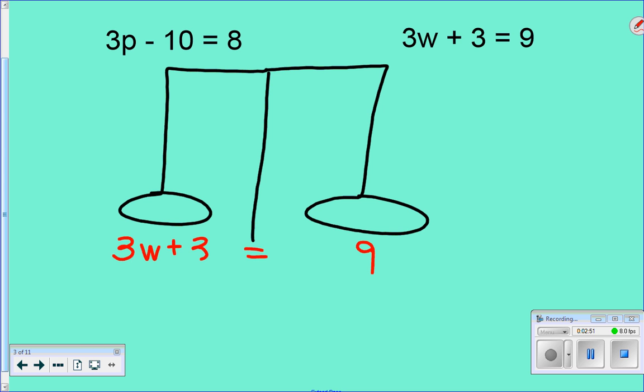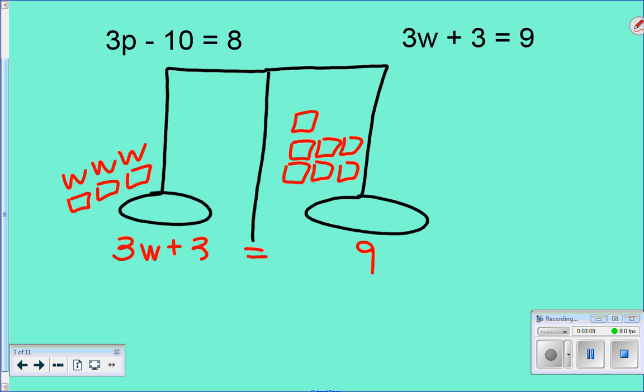Now let me show you in a picture before anything. So what does this really look like? Well, 3w's looks like this. And then 3 of something, I'm just going to make like 3 tiles. On this side, I'm going to have 9 tiles. Look at, because here's W. This is what this looks like. I have 3 W's.